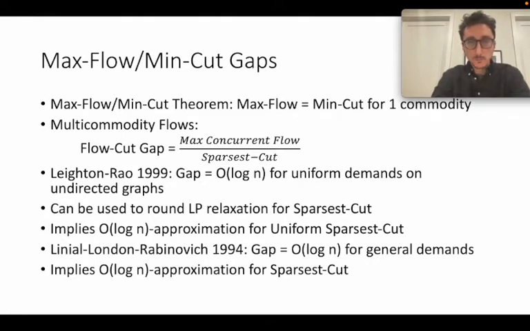Now, this result was used to round the LP relaxation for uniform Sparsest-Cut and obtain a log n approximation algorithm. This was extended to the non-uniform case, so general demands, by Linial, London and Rabinovich, who also showed a logarithmic upper bound on the gap for the general case.